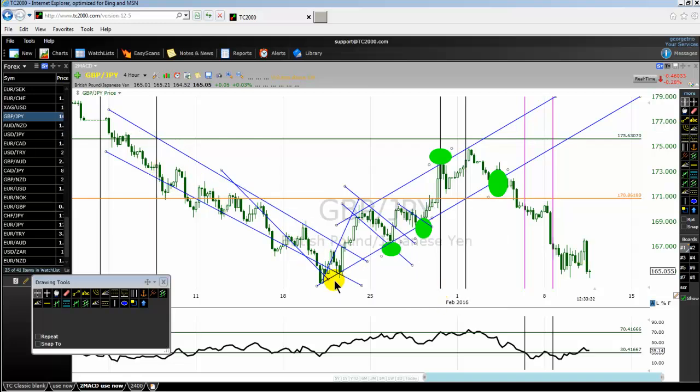So break below, retest. We'll give it a chance here. Okay? This is our typical setup. So this orange line is from the weekly chart. Remember, these are from the weekly chart. So on the weekly chart, it breaks below, retest.